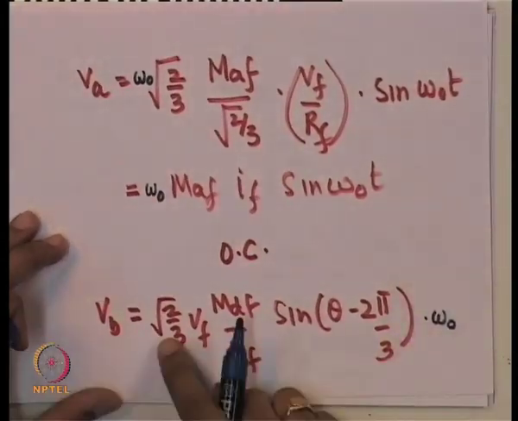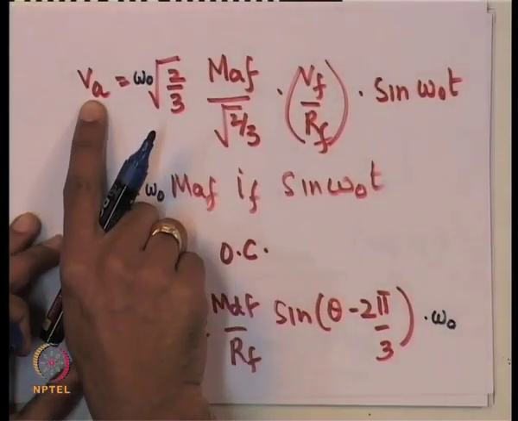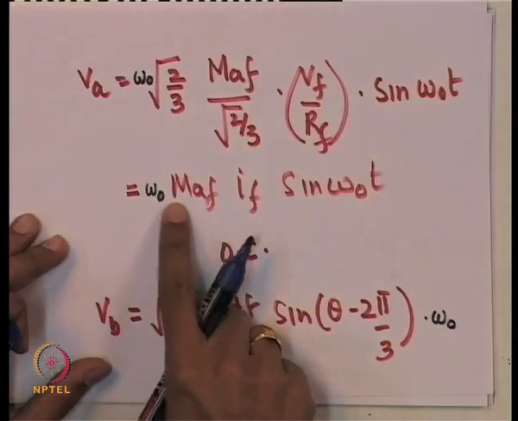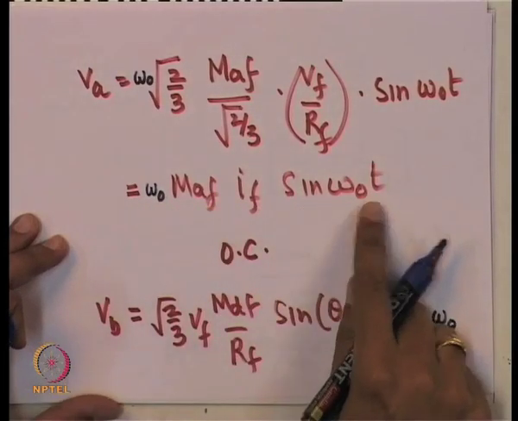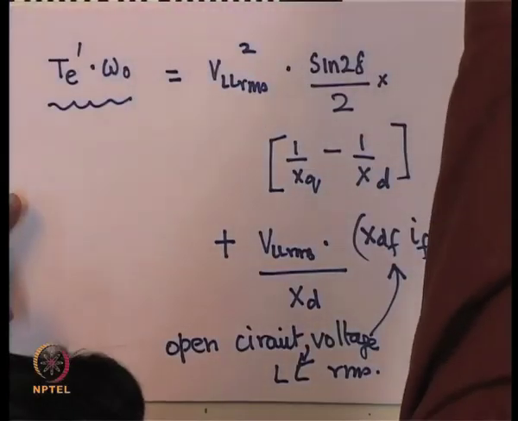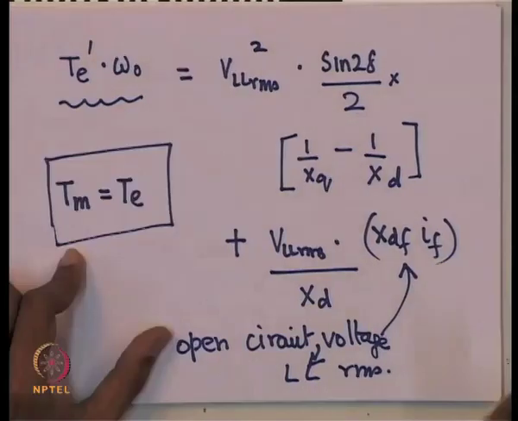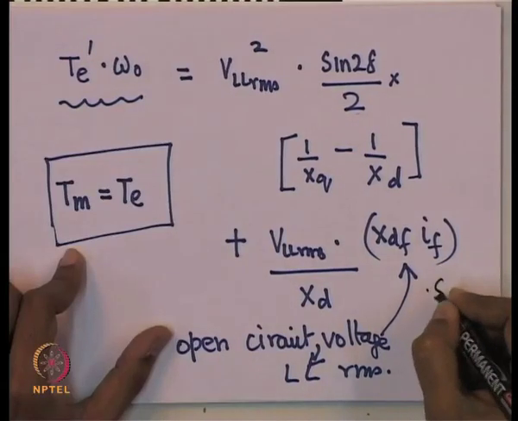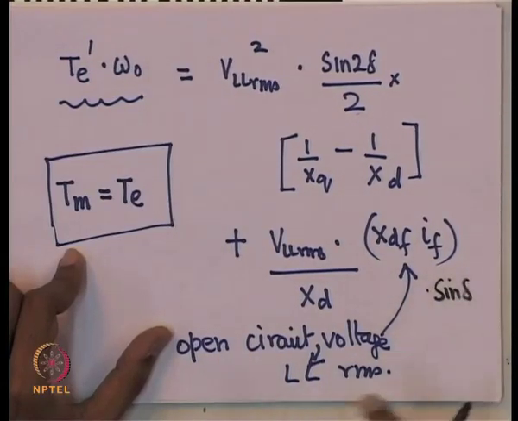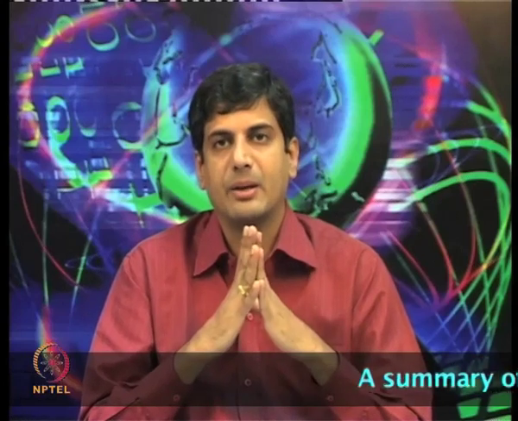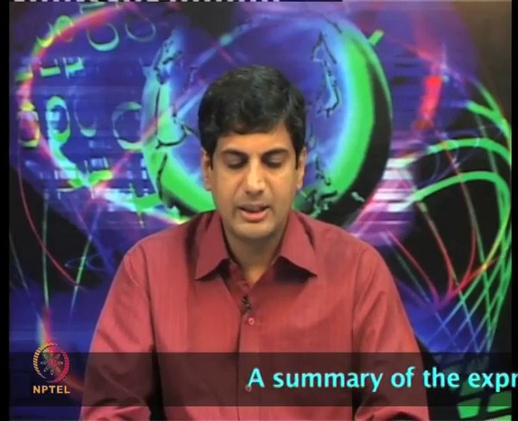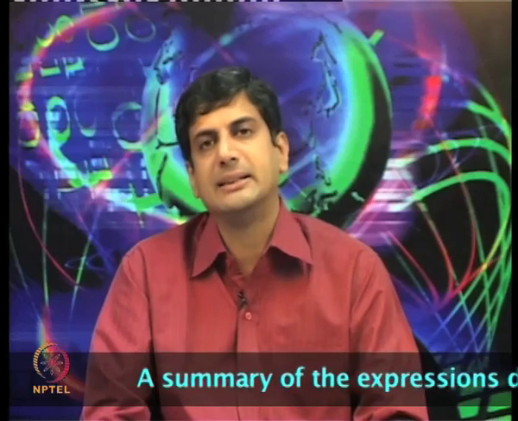In fact, V a is nothing but omega naught m a f into I f sin omega t, which also means that the open circuit line to line voltage is this. Okay. This should have a sin delta term here, which was missed out. So, what we have obtained is the steady state power angle characteristic. The power angle characteristic in steady state is given by these equations.